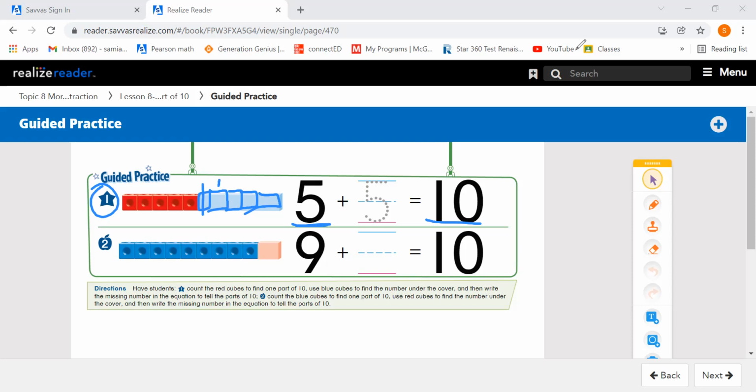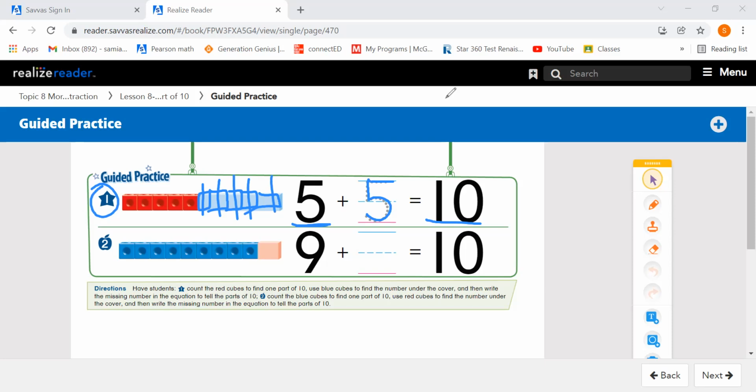So now let's count our blue cubes. 1, 2, 3, 4, 5. So we need 5 blue cubes to make 10. So 5 plus 5 equals 10.